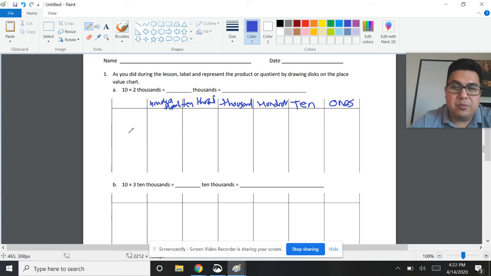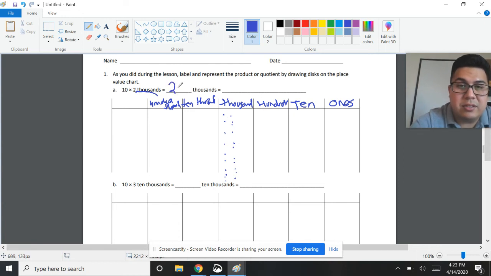As we fill this out, we're going to go ahead and solve it now. We're going to do 10 times 2,000s. So we have to find the thousands place. This is the ones, tens, hundreds, and this is the thousands. We have to do 10 thousands 2 times. So 1, 2, 3, 4, 5, 6, 7, 8, 9, 10. We have to do that 2 times. 1, 2, 3, 4, 5, 6, 7, 8, 9, 10. So now we have 20 thousands. So 10 times 2 thousands is 20 thousands.